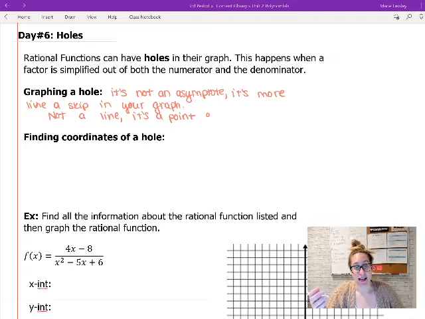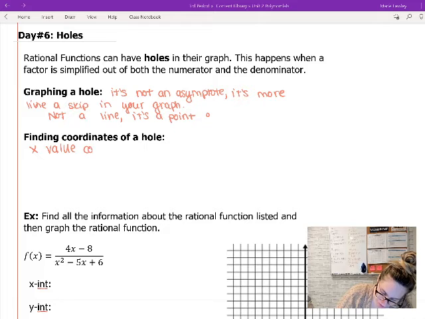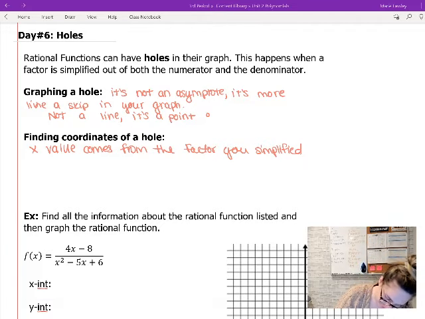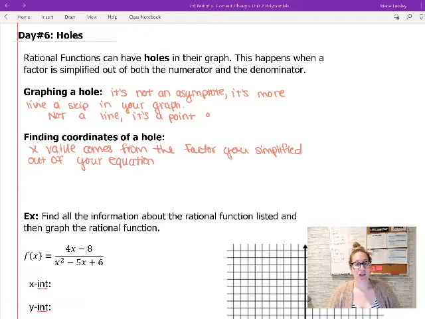Now, finding the coordinates for a hole. The x value that you're going to get to find your hole comes from the factor you simplified out of your equation. Generally you're going to have a factor on the top, a factor on the bottom, and they simplify out. That's going to create a hole. The x value for your hole comes from whatever x value would have made that factor equal 0. So say, for instance, you had an x minus 1 on the top and an x minus 1 on the bottom. They can simplify each other out. So your hole's x value is whatever x would have made that equal 0. If it's x minus 1, then positive 1 is the x value of your hole.